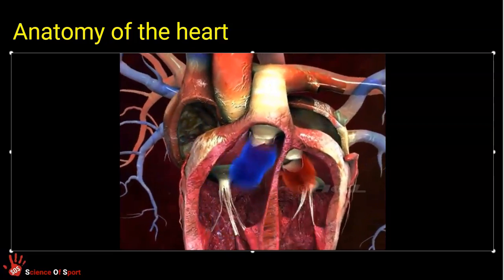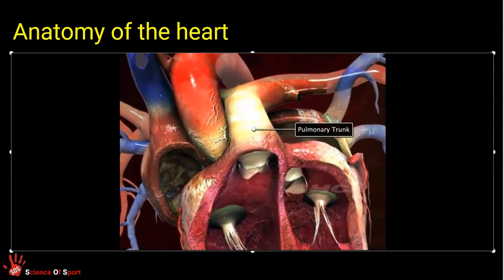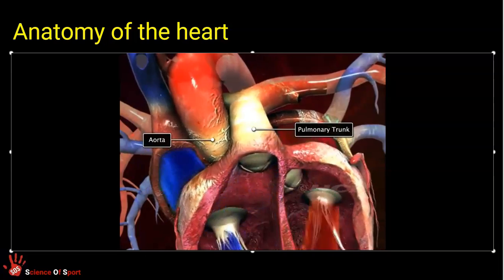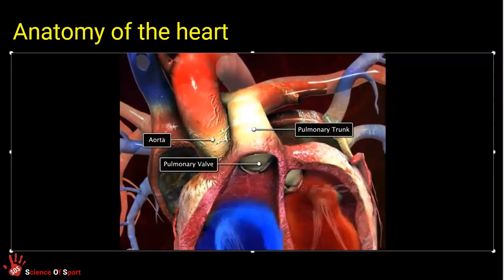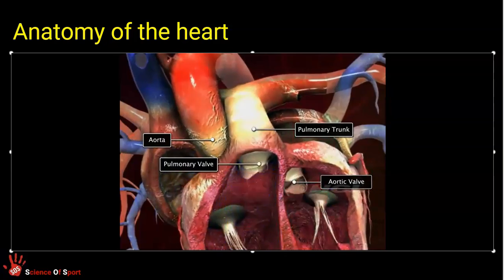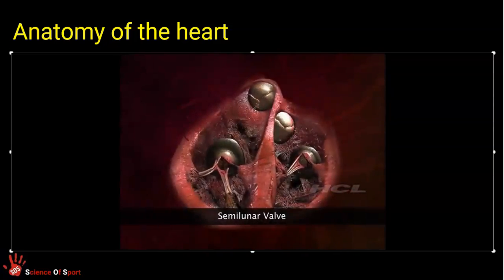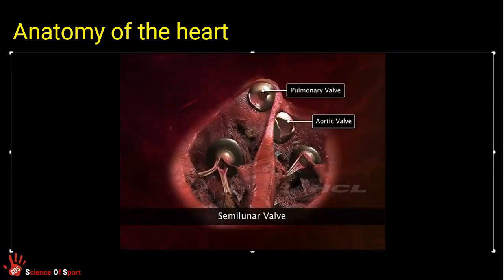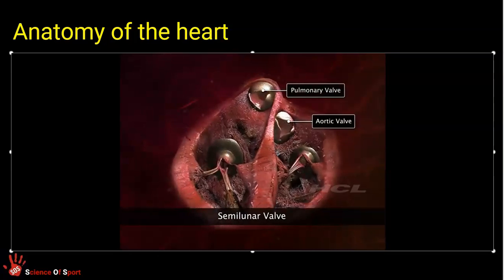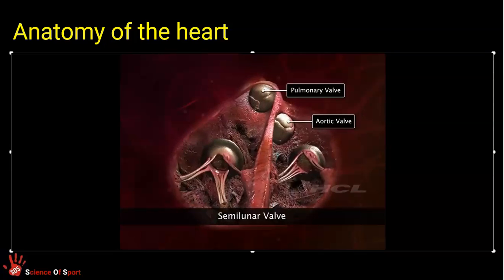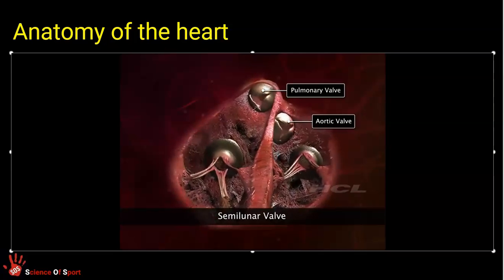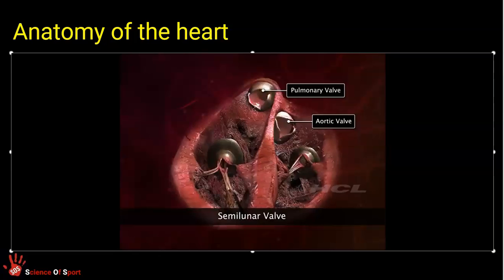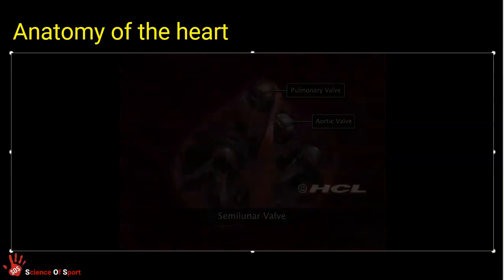There are also valves at the opening of the pulmonary trunk and the aorta. These are called the pulmonary valve and the aortic valve, respectively. Because of their crescent moon shape, these 2 valves are also called semi-lunar valves. The characteristic double-up sound of the heartbeat is produced during the closing of the heart valves.